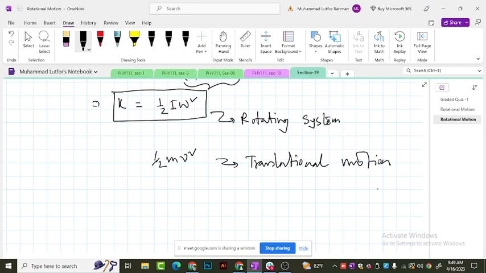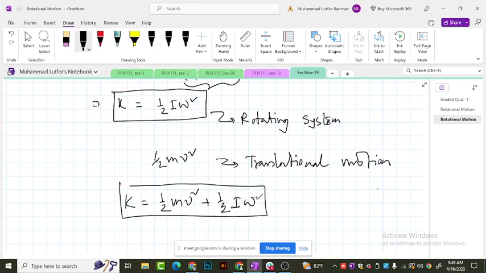And when the system has both types of kinetic energy, that means half of m v square plus half of I omega square, then we say that the system has rolling motion, or sometimes we say pure rolling motion.